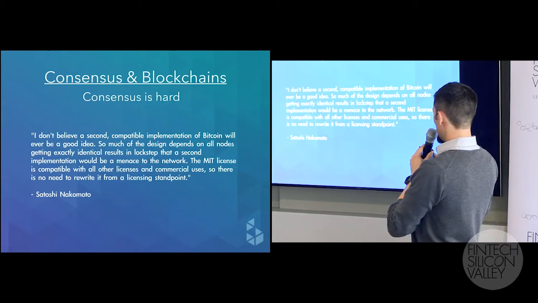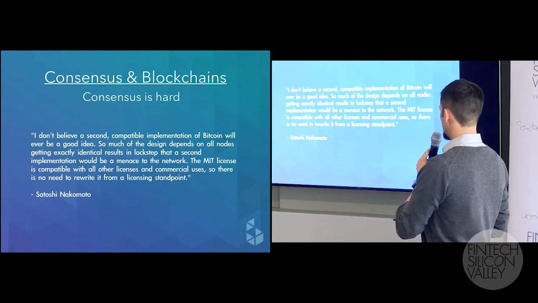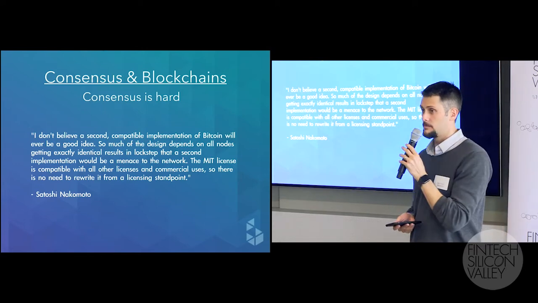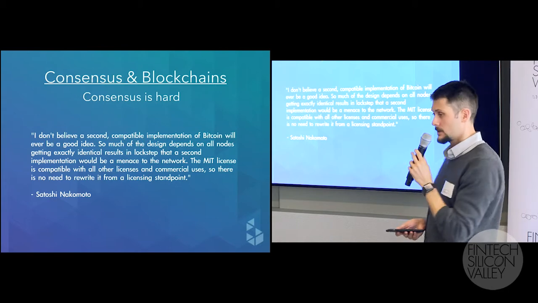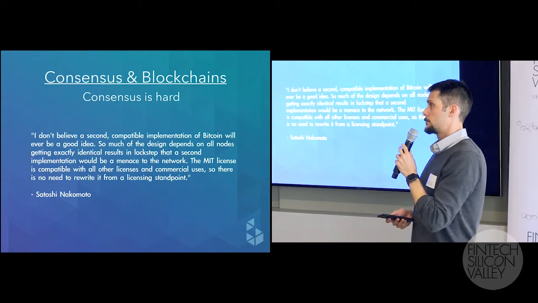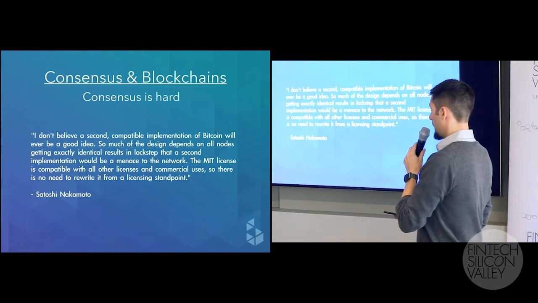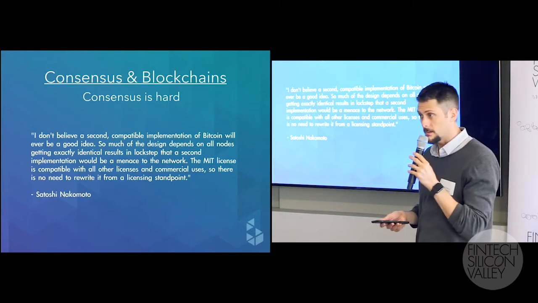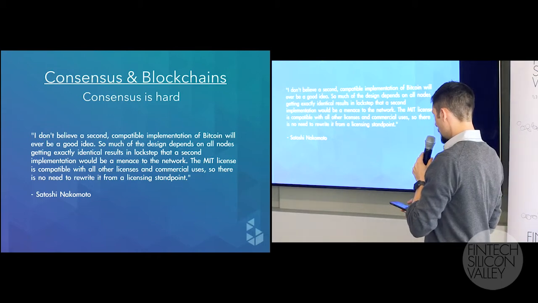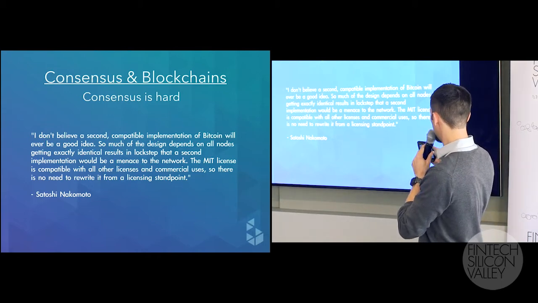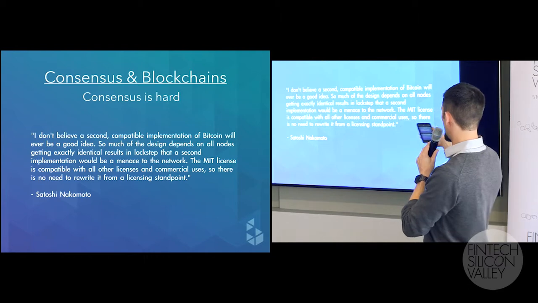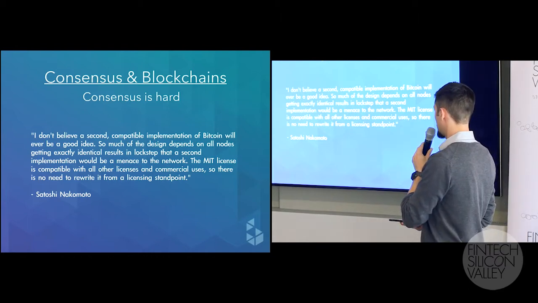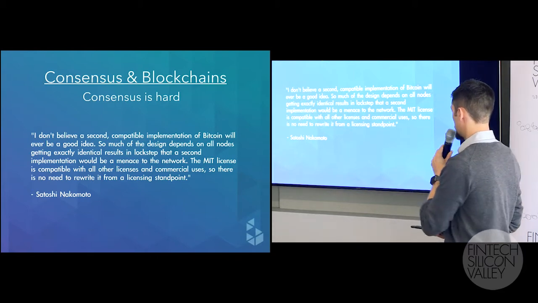But he once said that basically an alternative implementation of Bitcoin, or really any consensus critical protocol, would not work. And there's good reason to believe that, and that's because, as it says at the top there, consensus is hard. And what is consensus? So you can see here, he says, so much of the design depends on all nodes getting exactly identical results in lockstep that a second implementation would be a menace to the network.